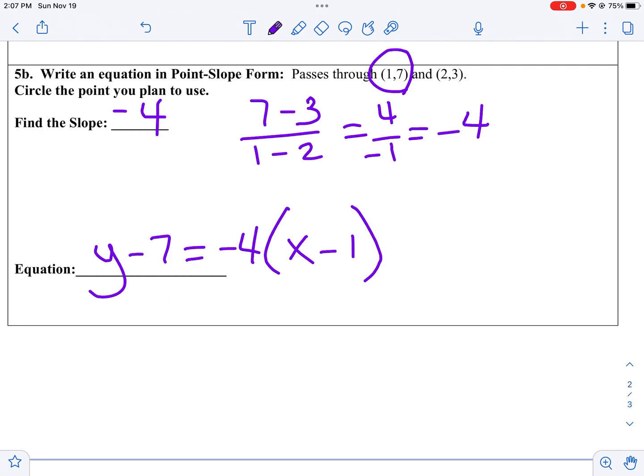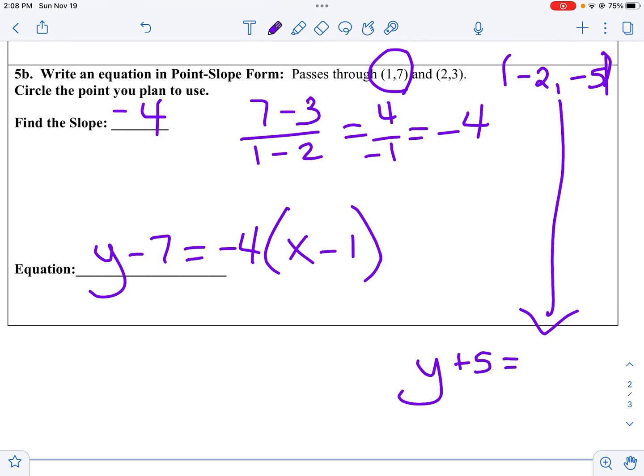I don't have to worry about the changing of the signs because they are positive and I left them as a negative. But if you had had another point, let's say you had had a point over here on the same line, if it had been, let's say, negative 2 comma negative 5, let's say that was a point. Then if that had been the point, you would have just had it as y plus 5 is equal to negative 4 parentheses x plus 2.